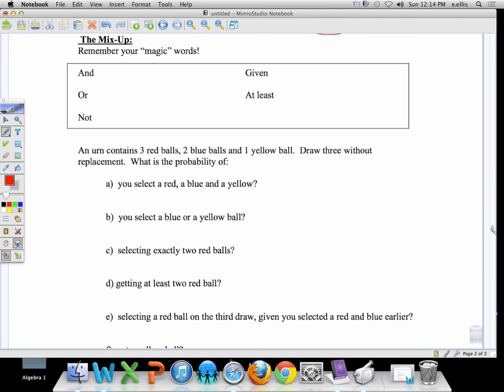All right, the mix-up. Remember, we have learned a lot of magic words. If you see the word and, that means you should multiply. If you see the word or, 2 letters, that's your clue that you are supposed to add. Not, which is your complement, you do 1 minus the probability of the event you're trying not to get.